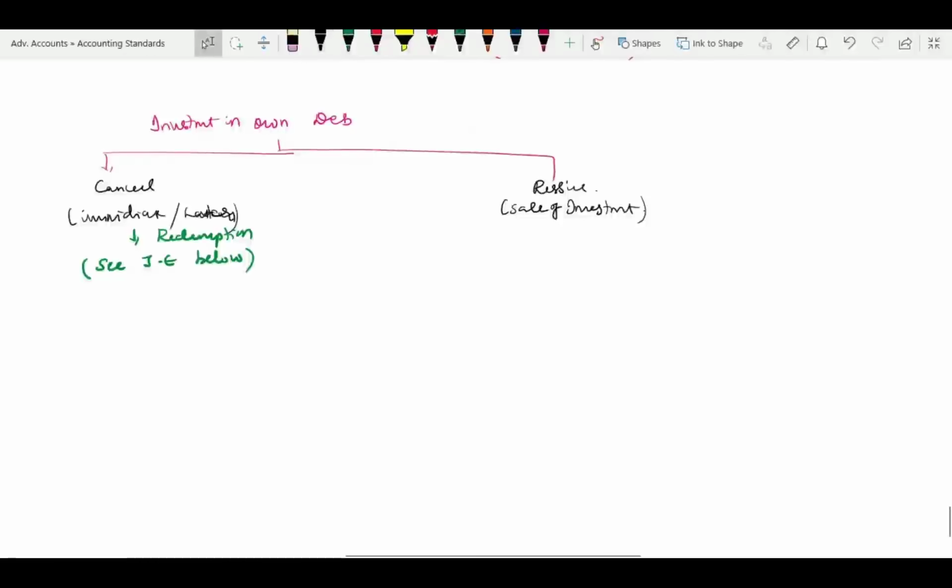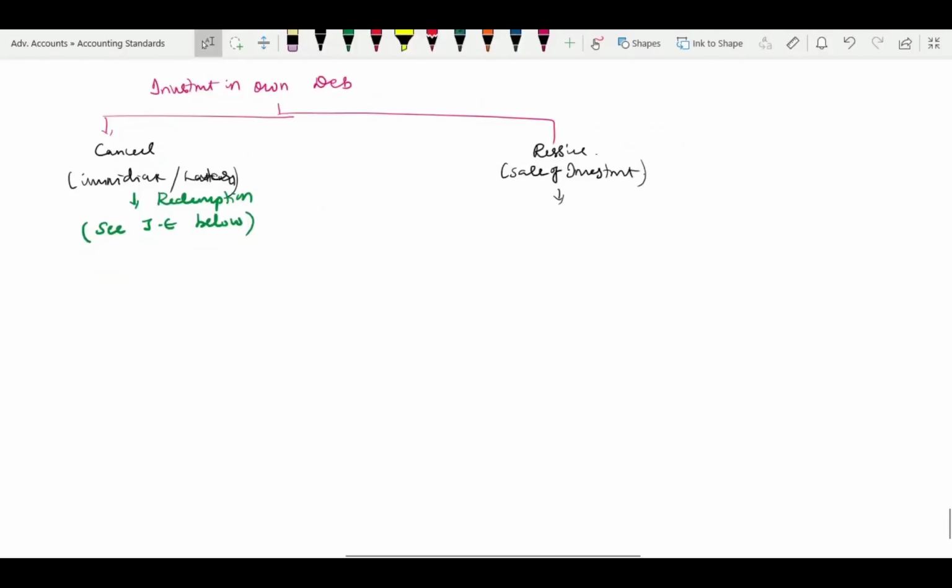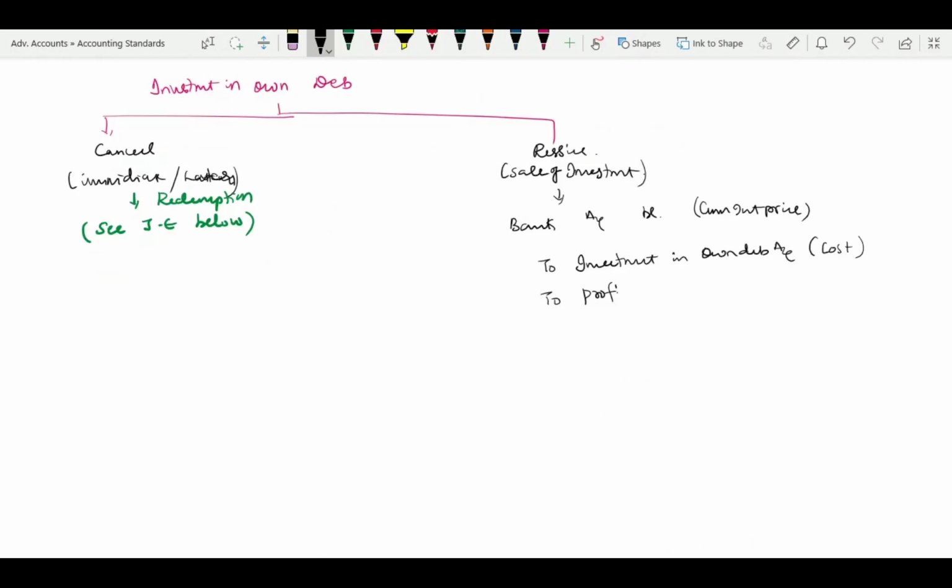If it is reissue, it is the same as purchase of investment and sale of investment, like a normal sale of investment. Therefore, the entry is: bank account debit, bank account at the price, to investment, that is investment in own debentures account, at cost, to profit and loss account, assuming profit. If it is a loss, then debit, that's all.